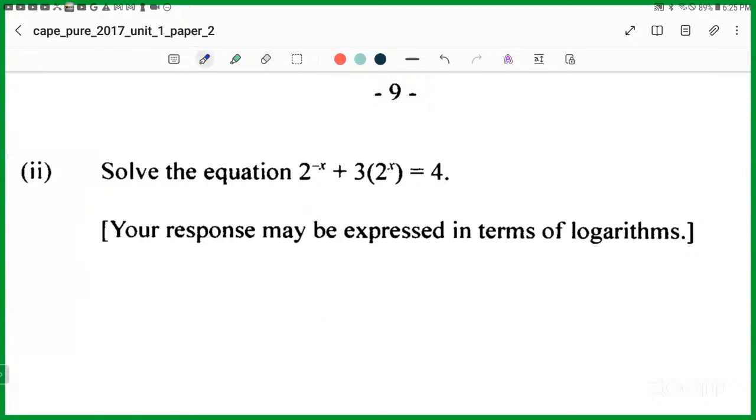It says your response may be expressed in terms of log. You can leave the answer in terms of log.